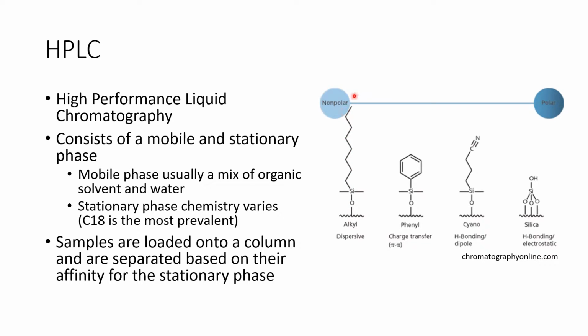What happens is as your molecules come by this chain, they'll each interact a little bit differently with it. Some will have a higher affinity, and they'll take longer to get off the column, and some will have very little affinity to this nonpolar binding, and they'll be taken off the column really quickly. So by those differences in partitioning between our stationary phase and our mobile phase, we have some sort of separation over time of our different samples.